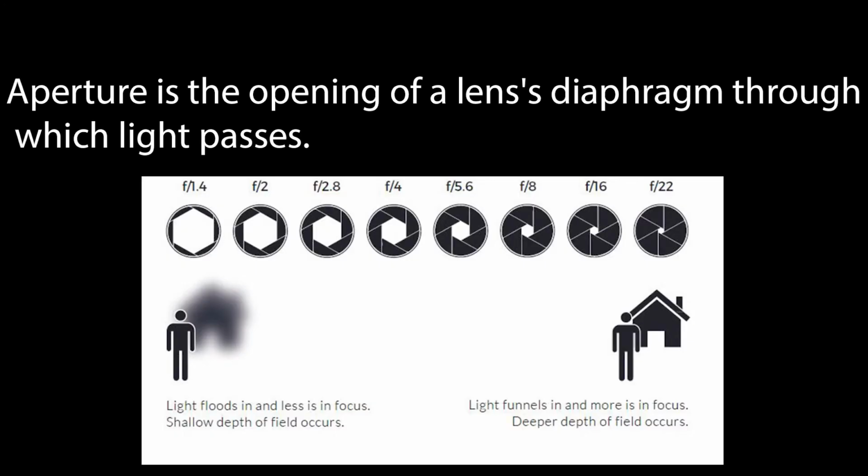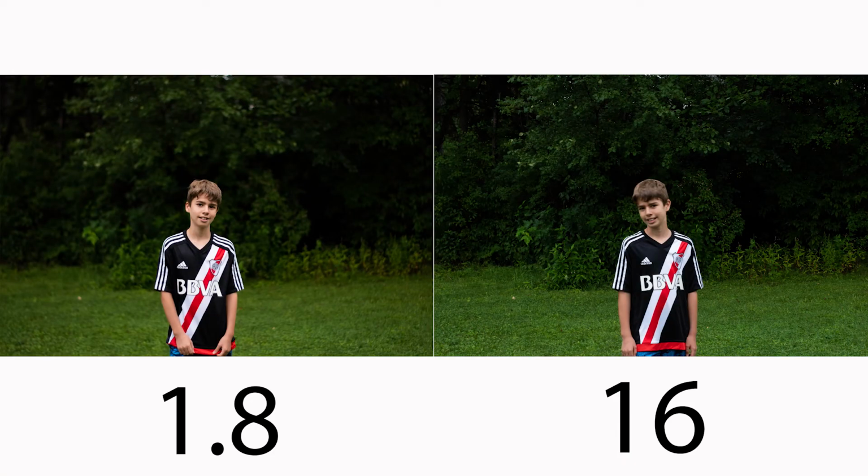Okay, so aperture is the opening in the lens's diaphragm, letting light into the sensor. The lower the f-stop, the wider it is, letting more light in. But the higher the f-stop, the thinner it actually is, and letting less light in. Lower f-stops you normally use for portraiture or when you want to isolate your subject. This will give it a nice blurry effect in the background, but your subject will still remain sharp.